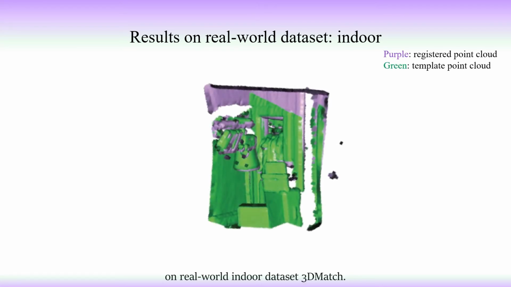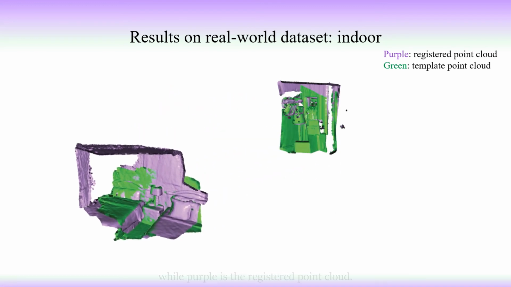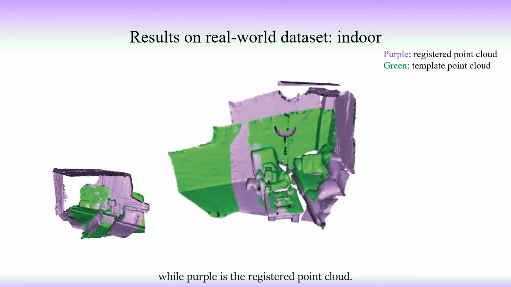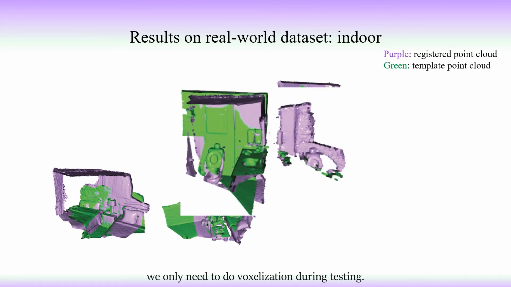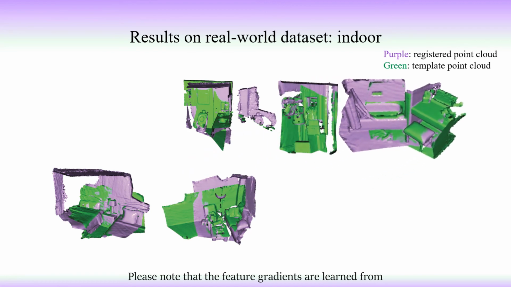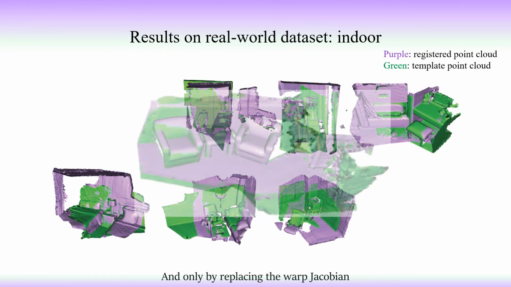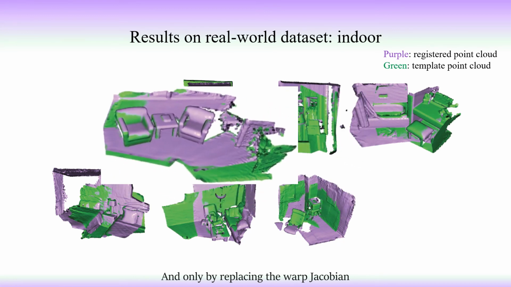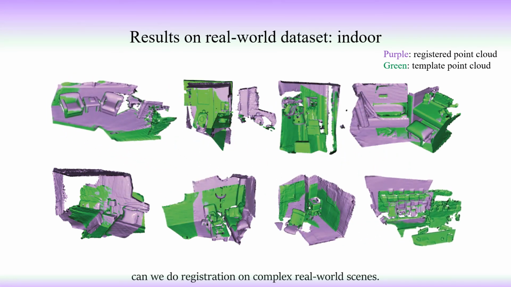Here we show several registration results on the real-world indoor dataset 3DMatch. The green denotes the target, while purple is the registered point cloud. With a decomposable Jacobian, we only need to do voxelization during testing. Please note that the feature gradients are learned from the synthetic ModelNet40 dataset, and only by replacing the warp Jacobian can we do registration on complex real-world scenes.